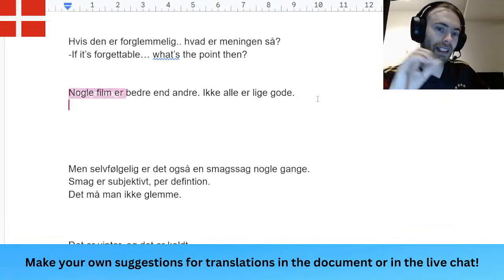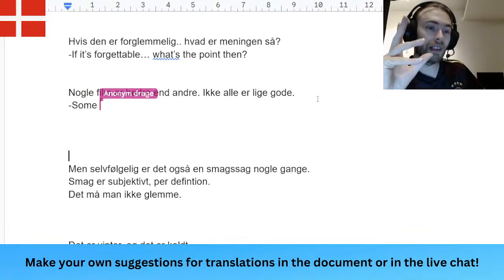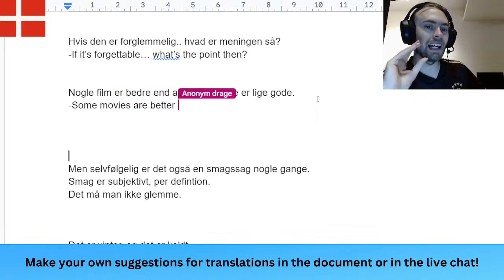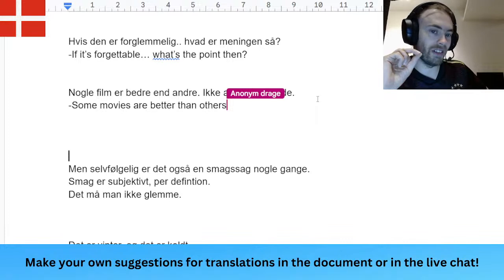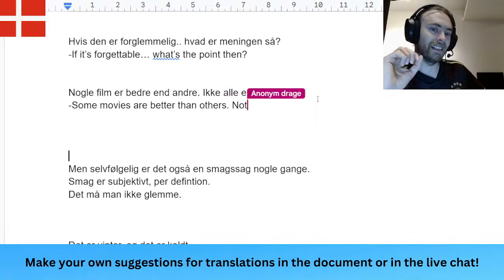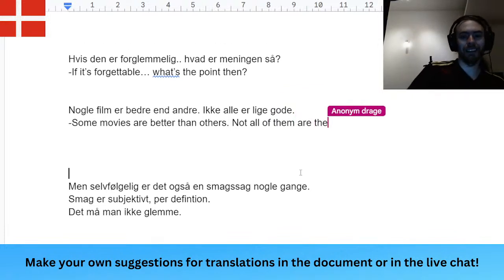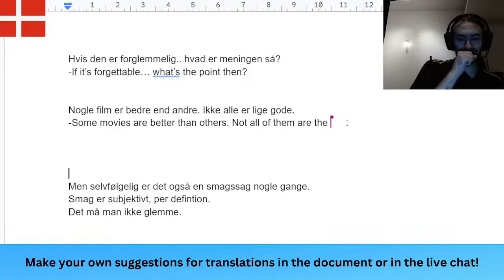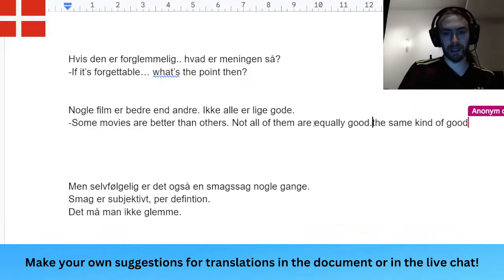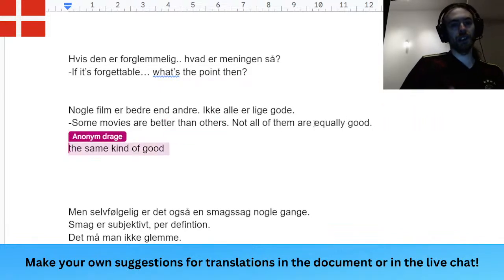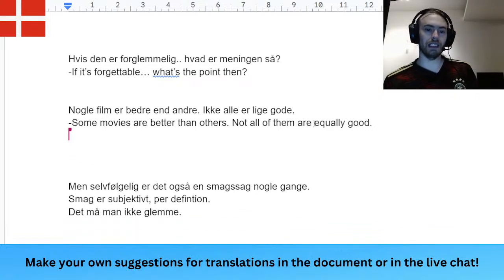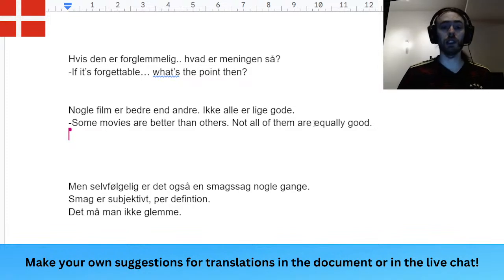Nogle film er bedre end andre. Ikke alle er lige gode. Some movies are better than others. Ikke alle. Not all. Er lige gode. Ikke alle er lige gode. Not all of them are equally good. So lige, when you have different things you're comparing between, is like equally. De er lige gamle. Oh, they're equally old or whatever. De er lige store. They're equally big and so on.